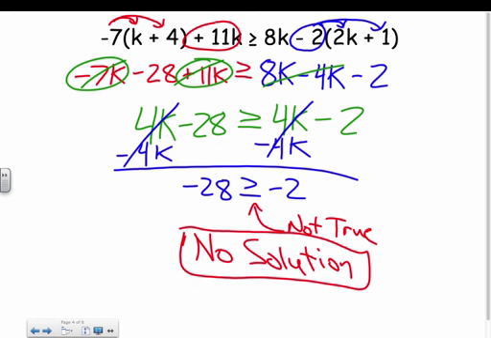So no solution. I can also put the symbol for the empty set, a little 0 with a slash through it. That also means there's no solution. Either way. So just look at your inequality in the end. Did this make sense? No, it did not, so there's no solution.